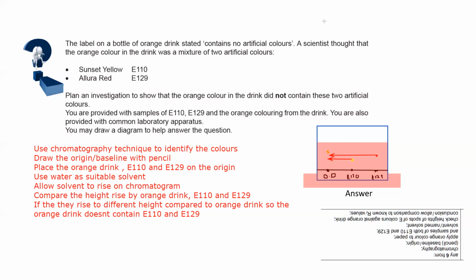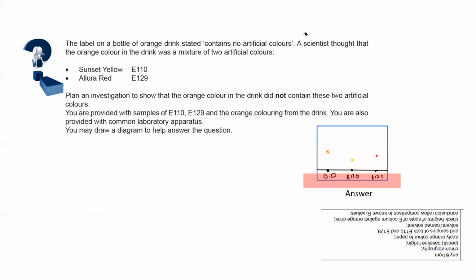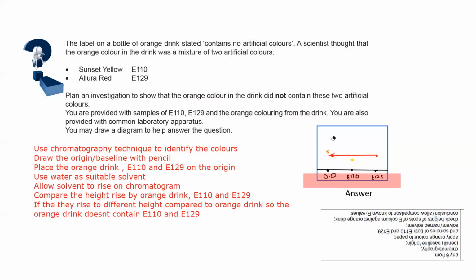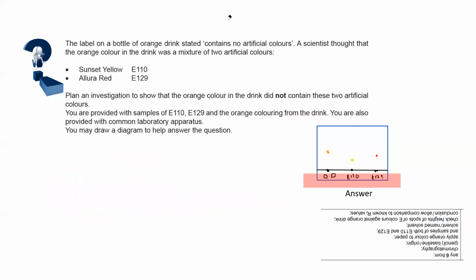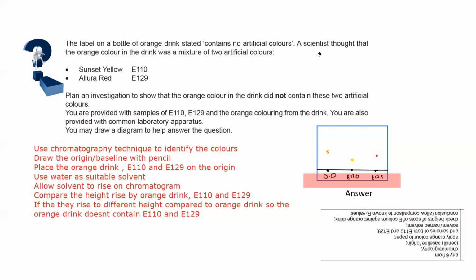If it was the same, for example, if I say that E110 or E129 are present in the orange ring, in that case, what will we do? The spots will rise to the same level. If E110 and E129 both are there, then the spots for the orange ring might be two, and one will match with E110, another one will match with E129. But because they are not present, it will not level up with them. So we just have to conclude.